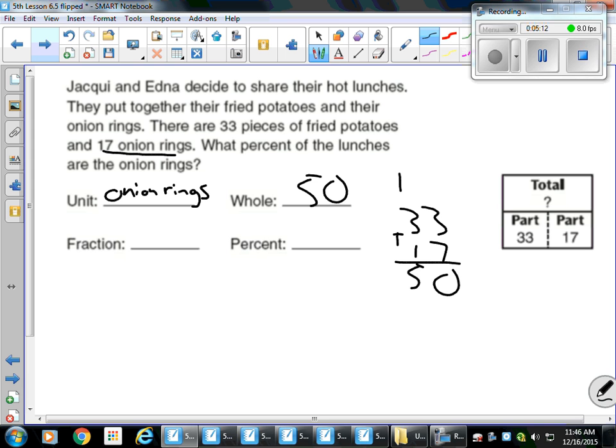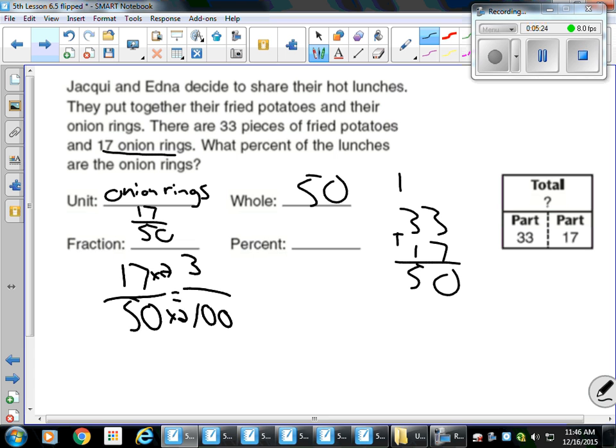Onion rings are 17, so my fraction would be 17 over 50, because that's my total. I don't need a calculator for this, because I know 50 can go into 100. I'm going times 2, times 2. Gives me 34 over 100, which would be 0.34, which would be 34% for an answer. Onion rings. That looks like a 37. There's a better 34. Okay, let's keep going.